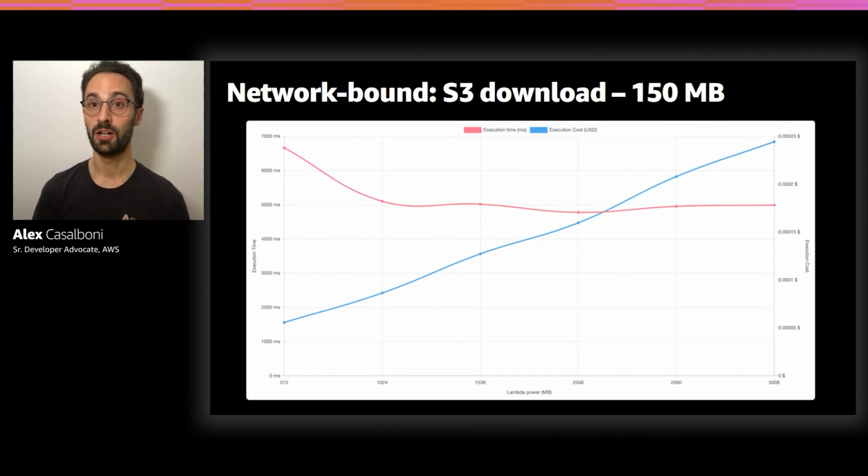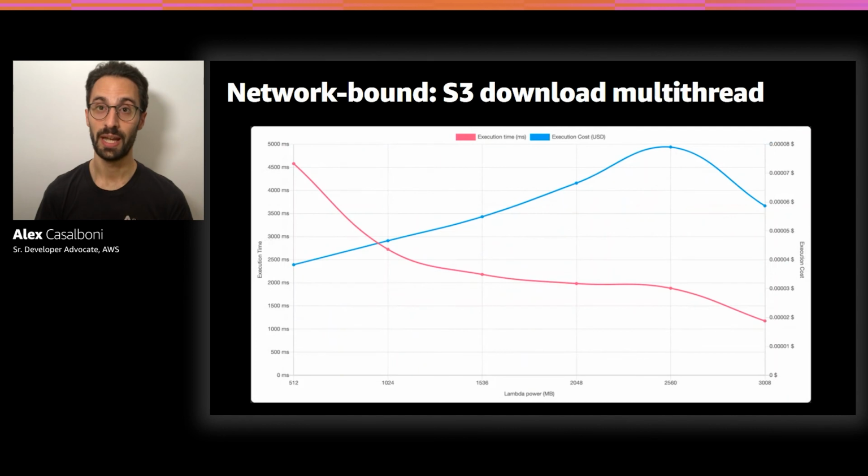But because we are downloading a lot of data, we might be able to exploit the multi-threading nature of some programming languages, and the fact that above 1.8 gigabytes, you actually get 2 virtual cores with Lambda. So with multi-threading, you can do a lot better. This is what it looks like with multi-threading. We are a lot faster than we were even with the maximum power in the previous slide.